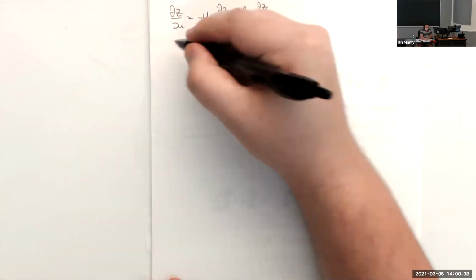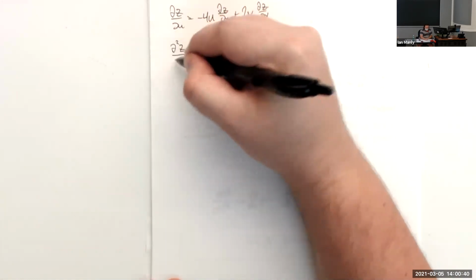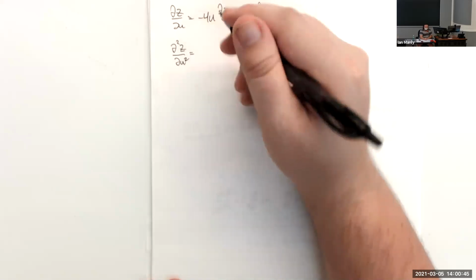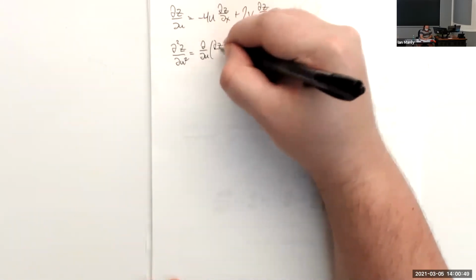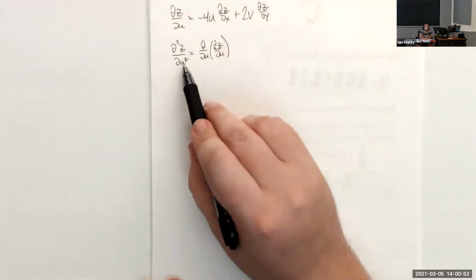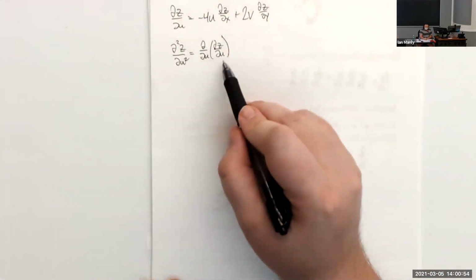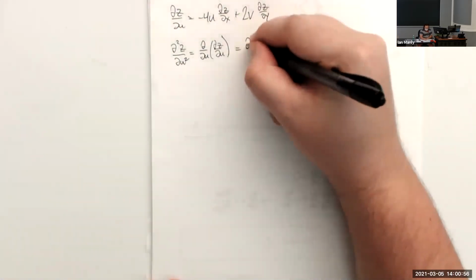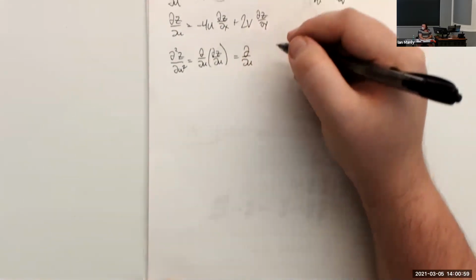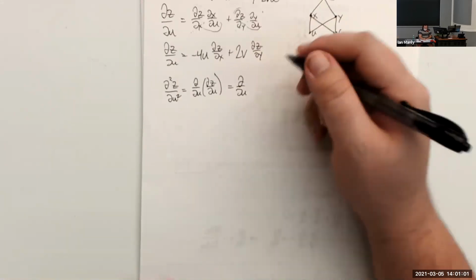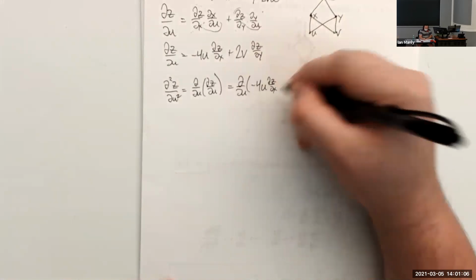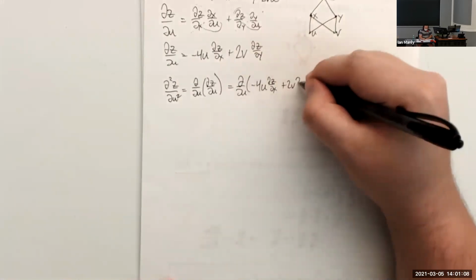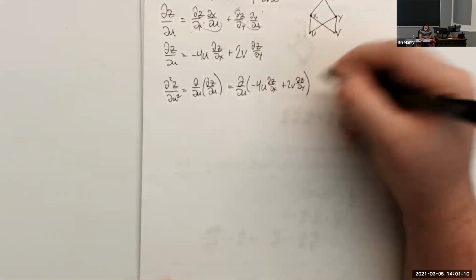All right, now let's do the second one. And this is where things get a little weird. Remember what a second derivative is. A second derivative is a derivative of a derivative, right? So if I want to find the second derivative, I just do the u derivative of what I just found. So what I'm doing is the u derivative of negative 4u dz dx plus 2v dz dy.